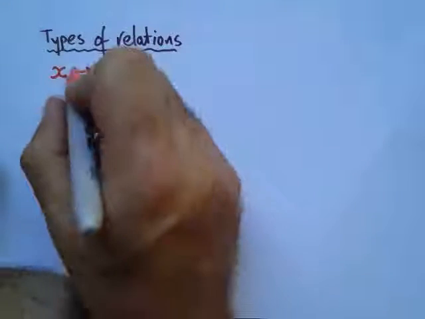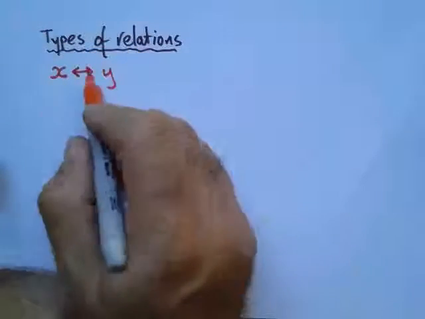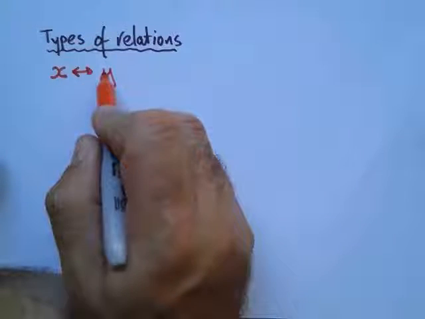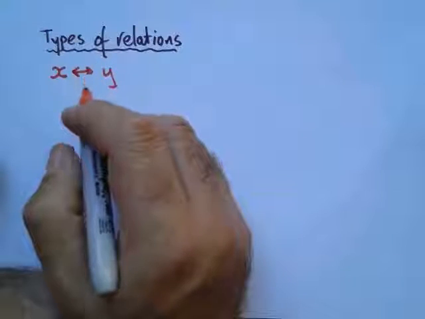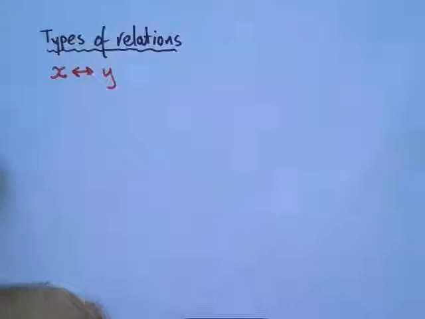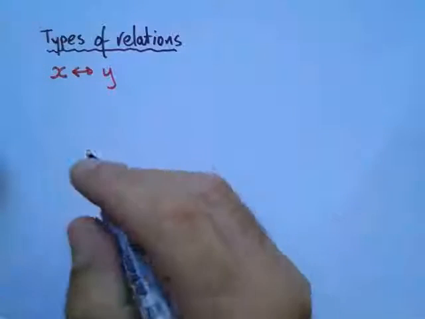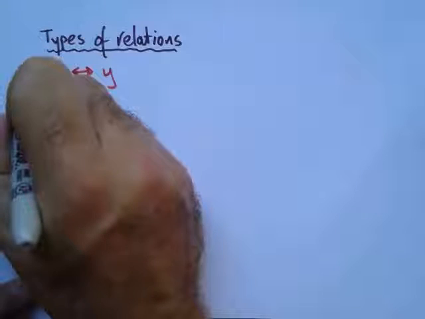So this is what we're going to look at. And I'm going to write this in this way because it works in both directions. x relates to y and y also relates to x. So keep that in mind when we do the following. The first type, there's four types. The first type is a one-to-one relation.